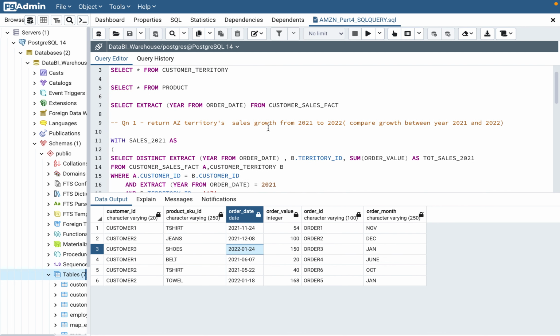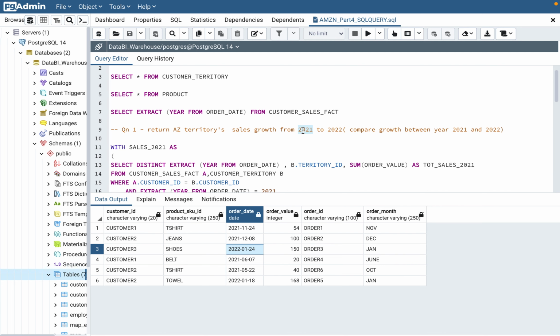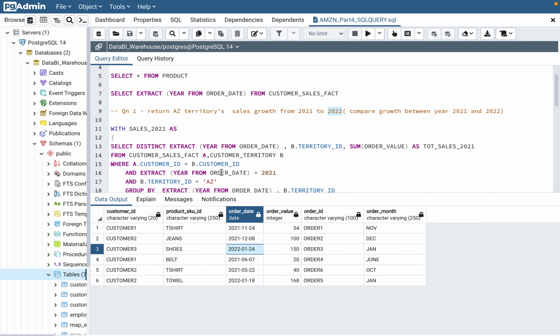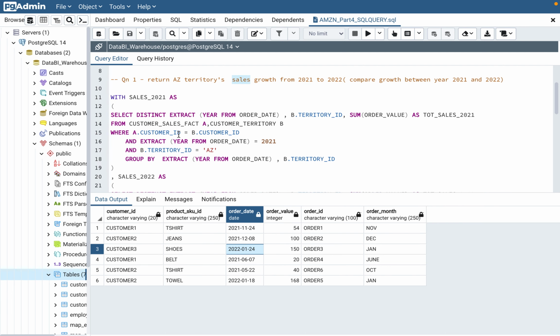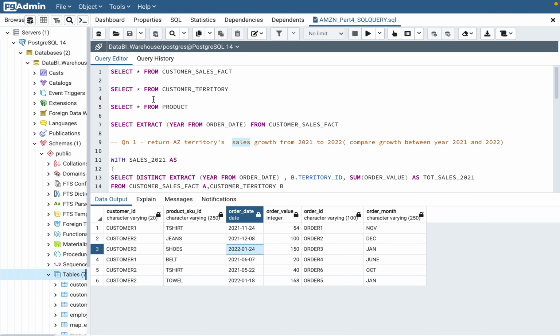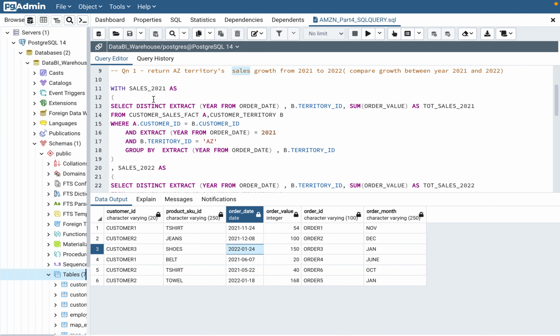Since they asked for 2021 and 2022, let's get the sales first for both these years, and for that we'll use the WITH clause, the common table expression. And this is very important. If you have to write big queries, then definitely the common table expression is a must. If you have seen my part 3 video, I have explained the common table expression and used it over there, and I'll make some other videos on what exactly a common table expression is, going into detail.